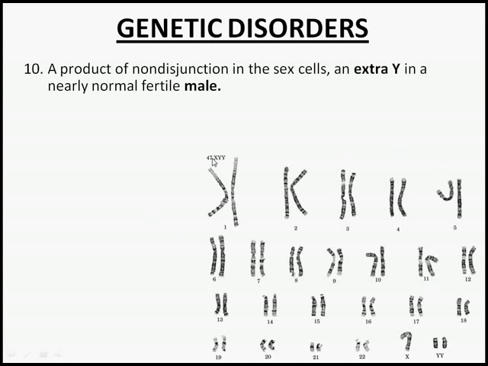You can see here in this picture of chromosomes, at the bottom are 2 Y chromosomes. For Down syndrome, it would be almost the same picture, except instead of 3 sex chromosomes, you just have 3 chromosome 21s. This is called Jacob syndrome, also known as XYY.